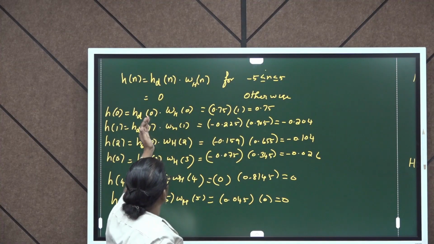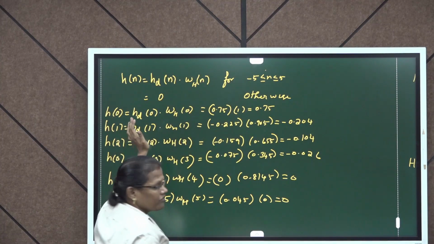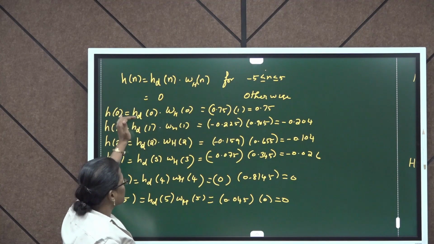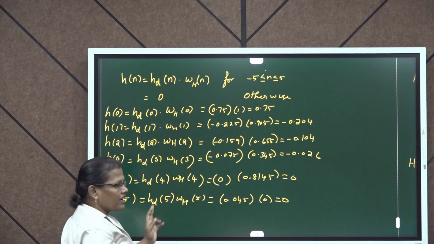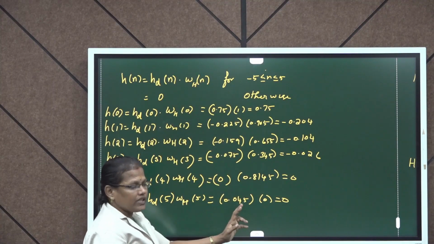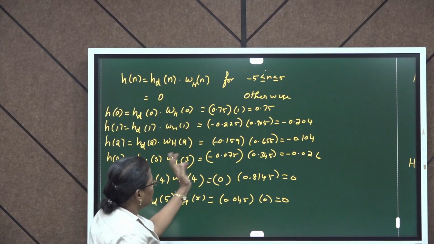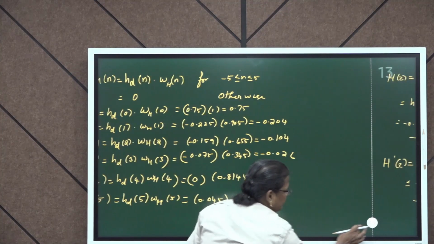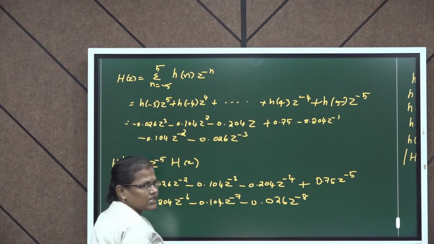So here we substitute the value of n again to find h of 0. If you want to find h of 0, it is hd of 0 into W of 0. In the previous step we have calculated all the hd values and also the W values. You substitute all the values individually and you can get the final answer. You can simply calculate this, and the next step is to find the transfer function.